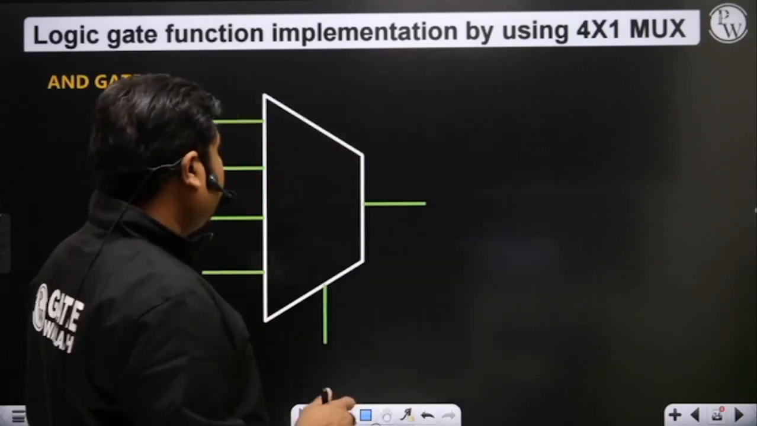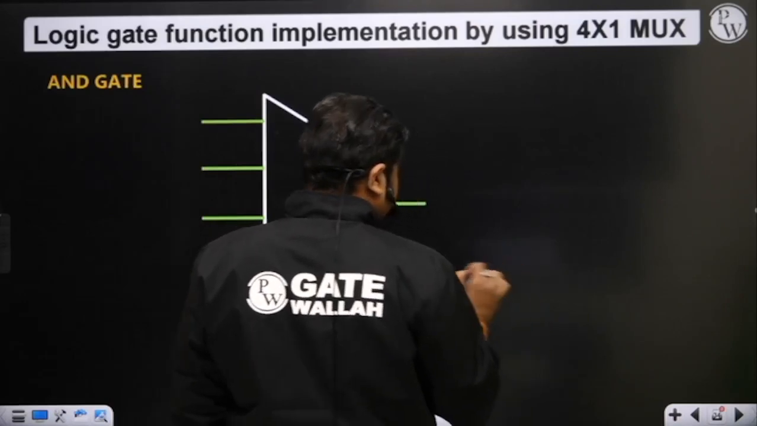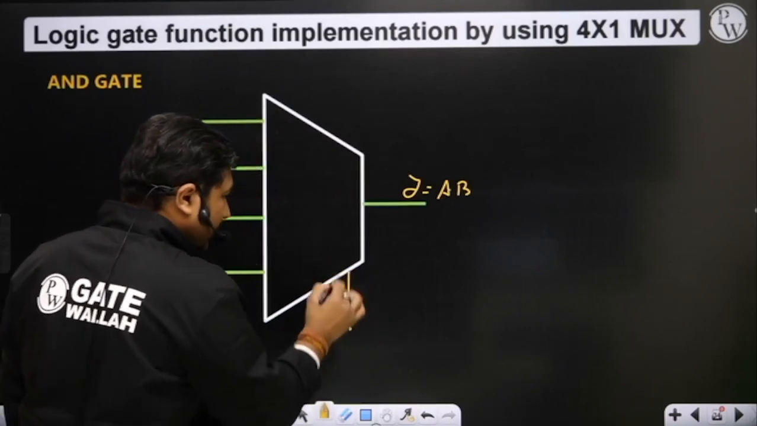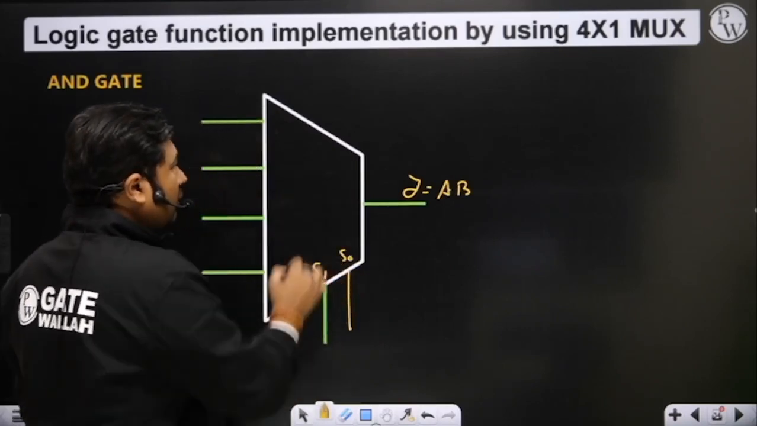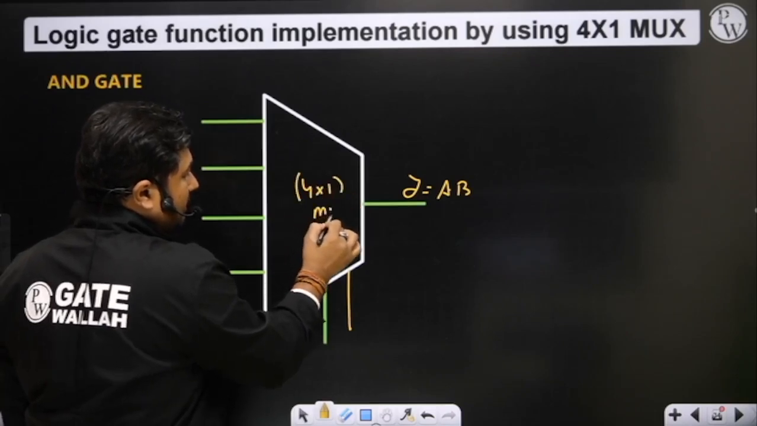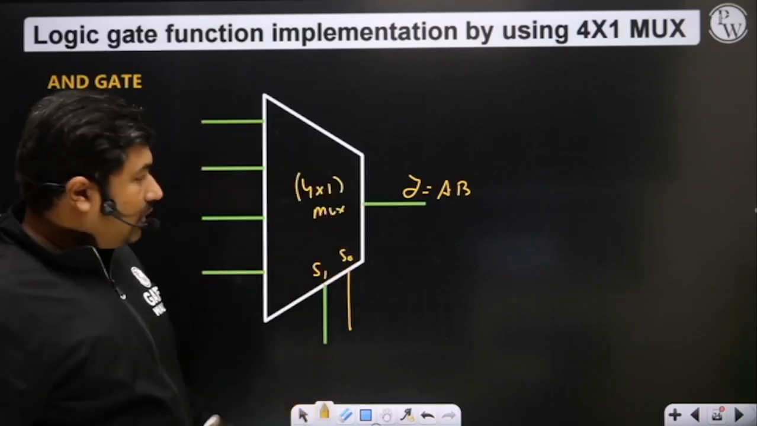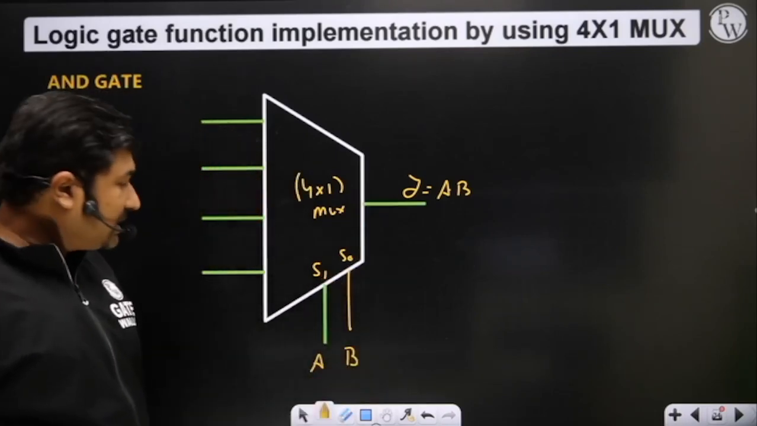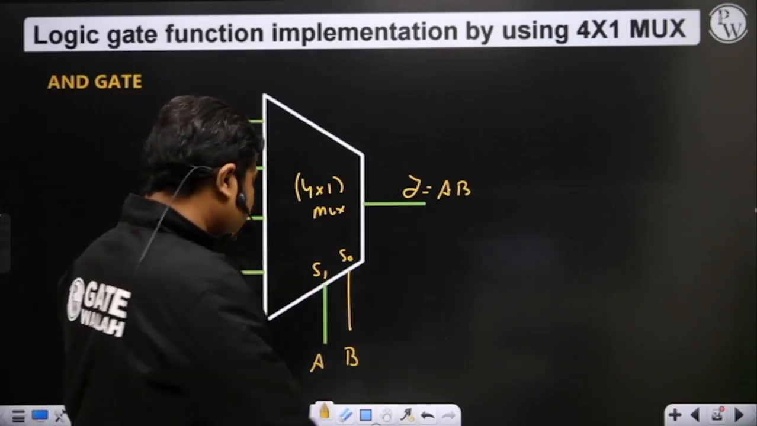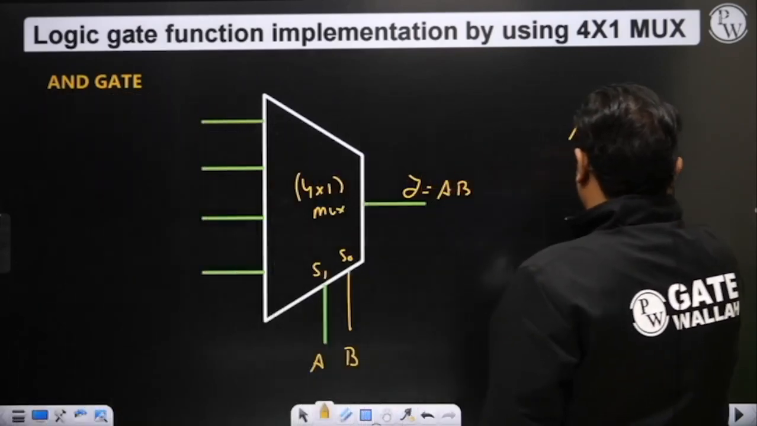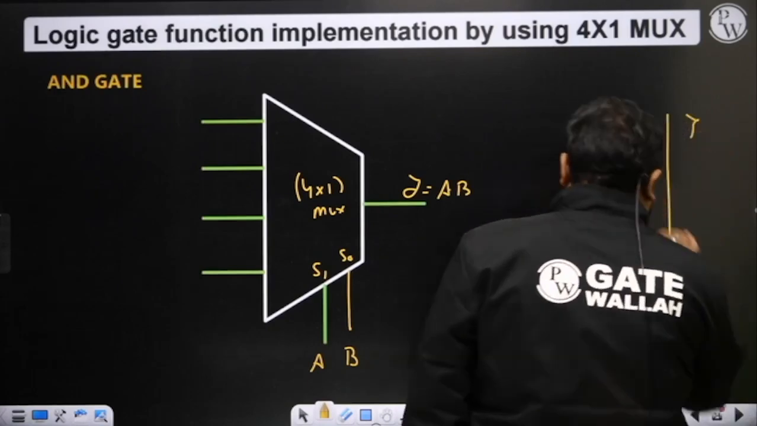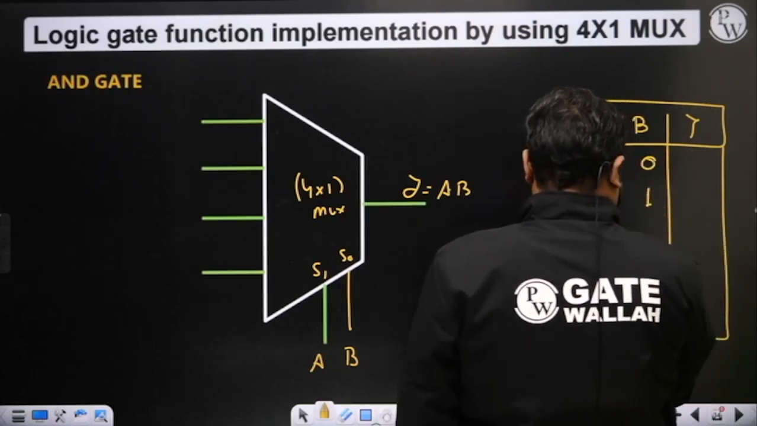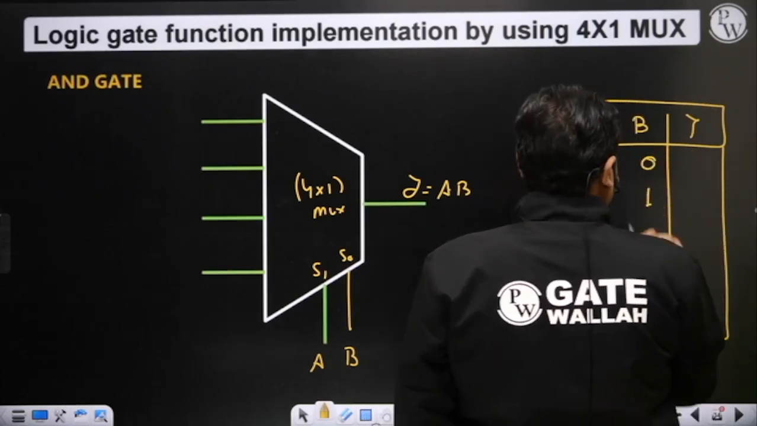Please see, in case I have to implement an AND gate, so Y is equal to A dot B. For a 4 cross 1 mux, there are 2 select lines. Yes, sir. I am going to apply A and B onto the select lines, A as the MSB select line and B as the LSB select line. Now, if we go with the truth table A, B and output Y, how many possibilities of A, B? Sir, 4: 0 0, 0 1, 1 0, 1 1.